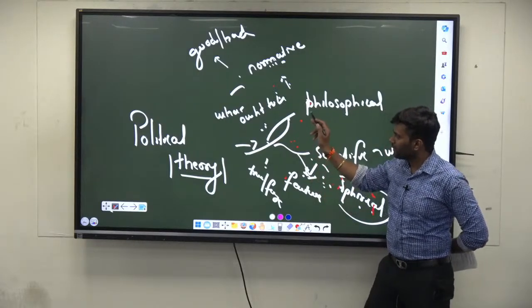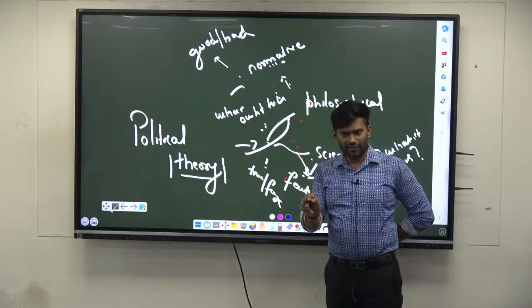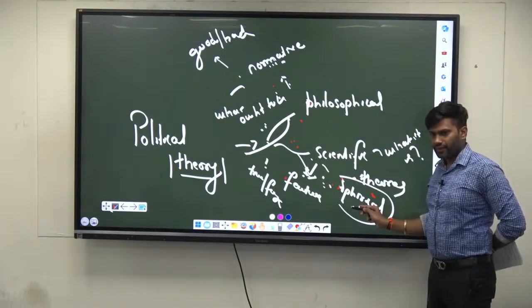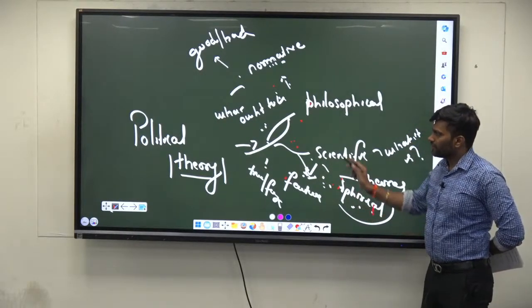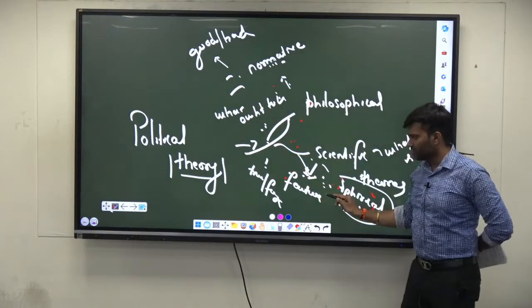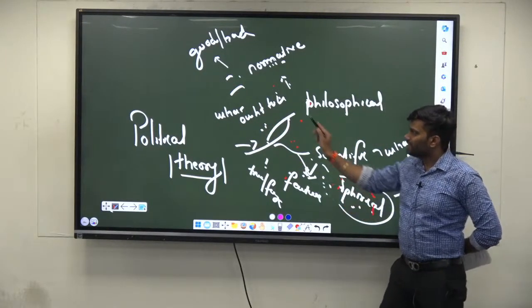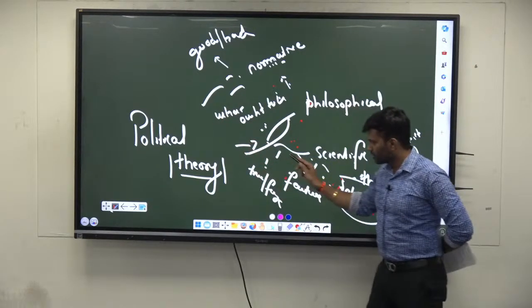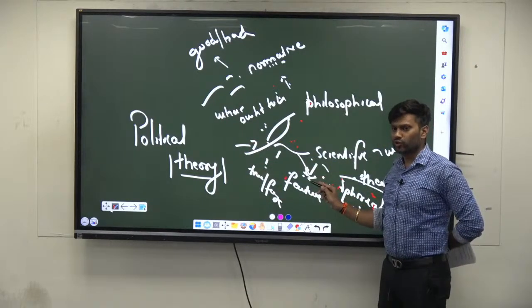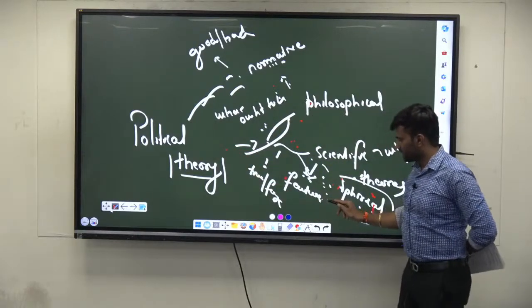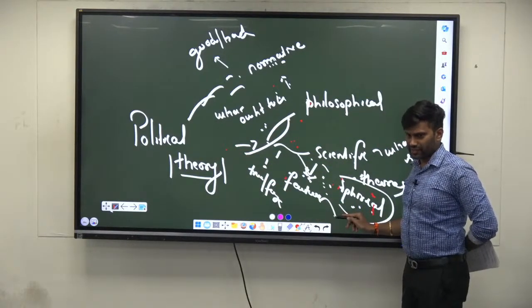So the difference is what? Philosophical theories follow the normative approach. Scientific theories follow what? The empirical approach. This deals with the question of what? Good or bad. This deals with the question of what? True or false. This deals with what? Questions like what it is. This deals with questions like what? What ought to be. This is prescriptive in nature. This is descriptive in nature.